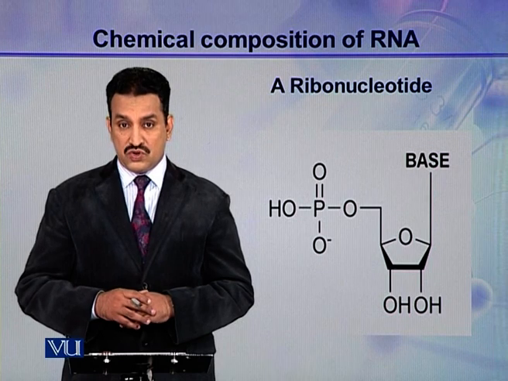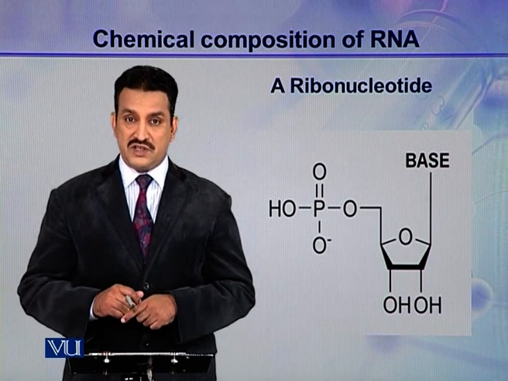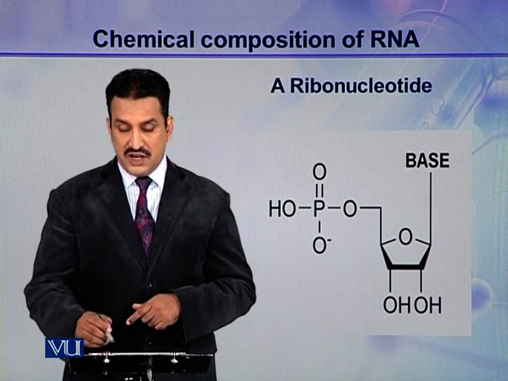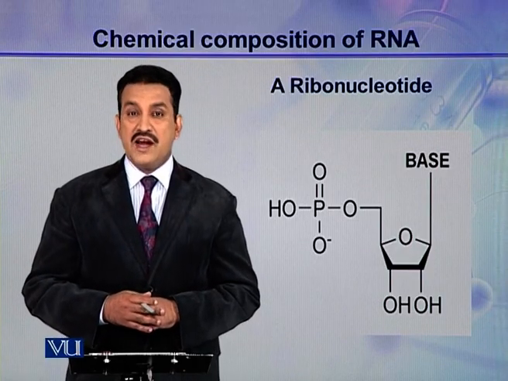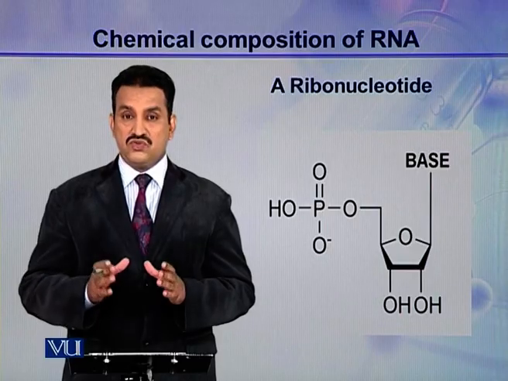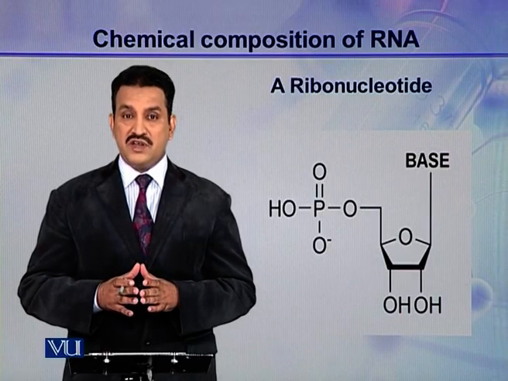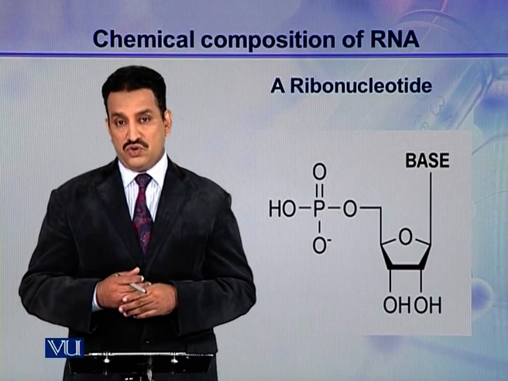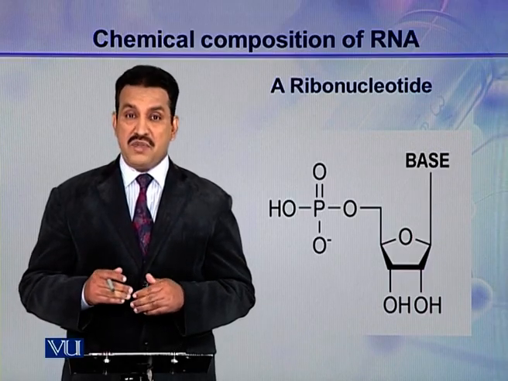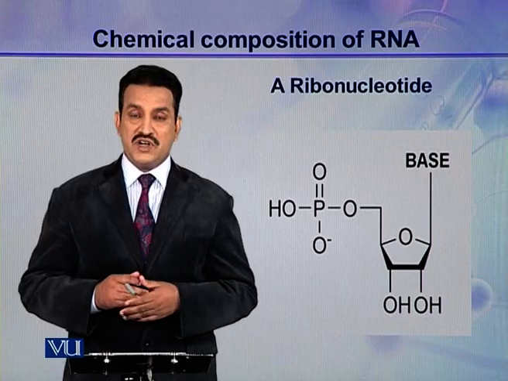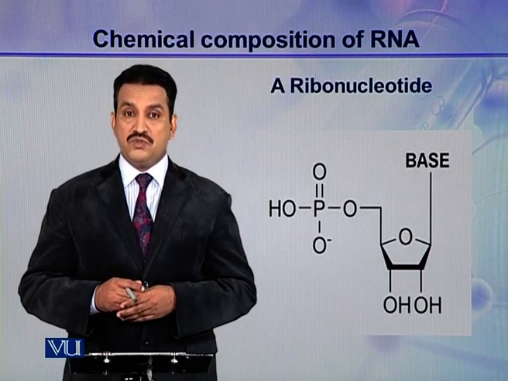It consists of all the 3 components, that is a nitrogenous base, a pentose sugar, and a phosphoric acid. These 3 components are joined together and they make a ribonucleotide, and this ribonucleotide, by combining with other ribonucleotides, makes a ribonucleic acid.